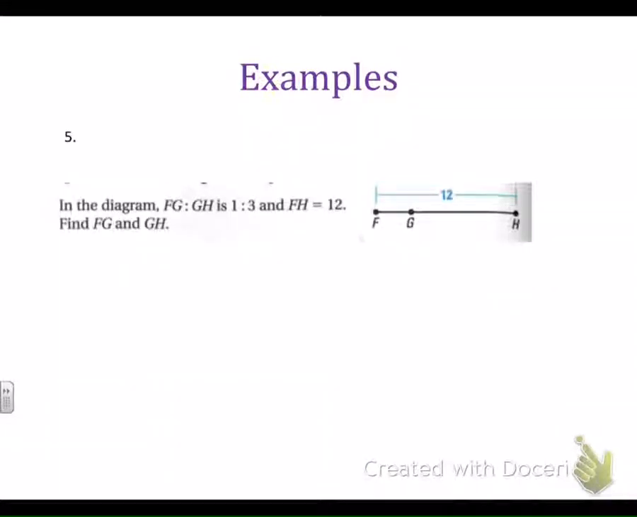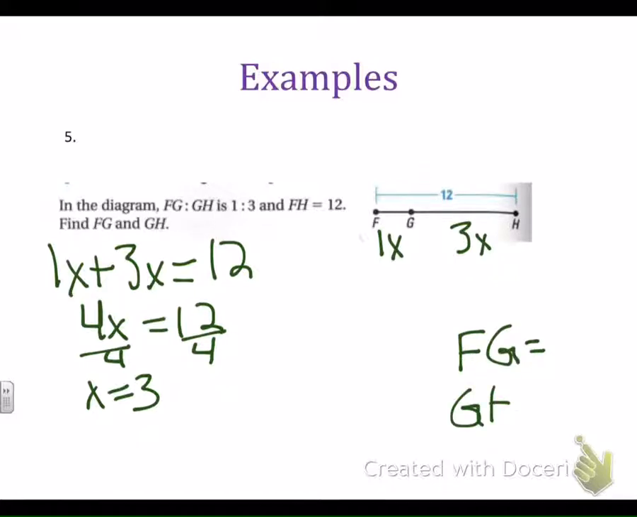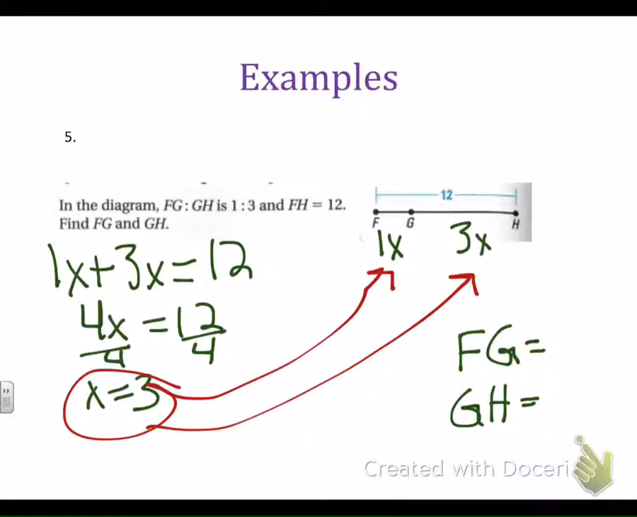Same thing. So we're going to call FG 1x and GH 3x. So 1x plus 3x equals 12. So 4x equals 12. Divide by 4. So x is equal to 3. So we need to find FG and GH. So I'm going to plug that x into these values. Okay, so FG would be 1 times 3, which is equal to 3. And GH would be 3 times 3, which is equal to 9.